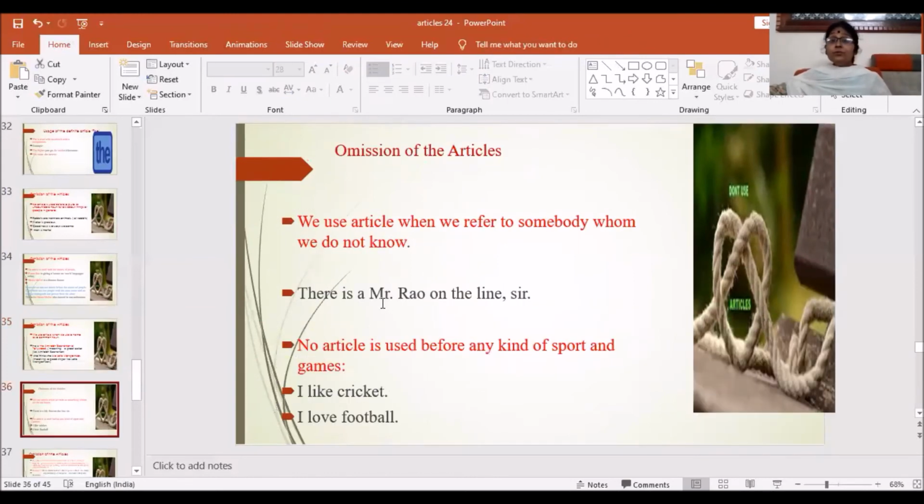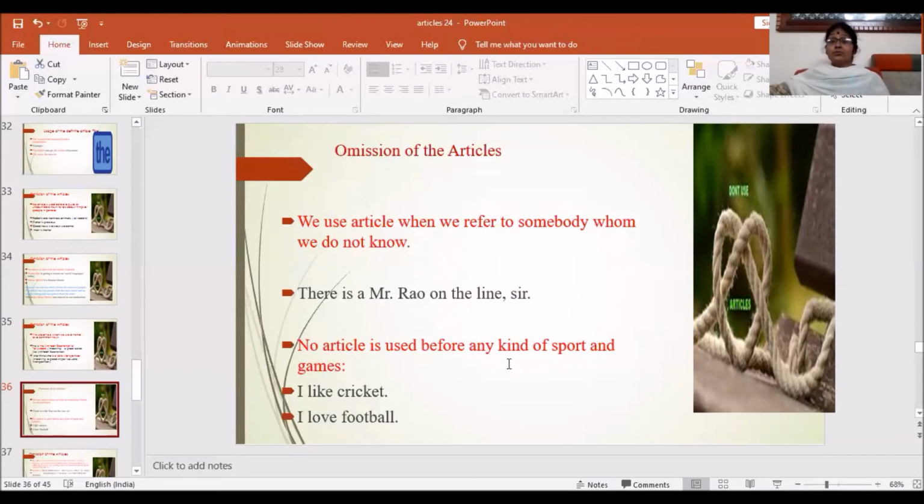Next, we use an article when we refer to somebody whom we do not know. Supposing I'm on the phone and somebody calls up and I want to tell my colleague that someone has asked for him. He has mentioned his name, but I don't know that particular person. So I'll say, there is a Mr. Ramarao on the line, sir, right? So if I want to say that there is a Mr. Ramarao whom I don't know, in such cases, we use our article.